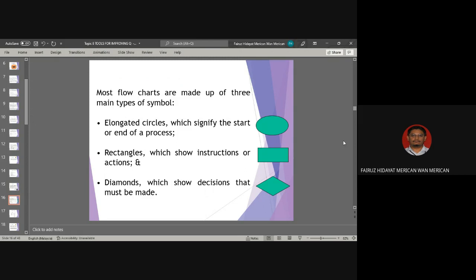So a flowchart, and again, we probably are already familiar with this. It's made up of these three symbols. Okay, so the elongated circles refer to the start or the end of a process. Usually, it refers to both. Okay, when we have the start of a process and the end of a process, it usually is represented by these elongated circles. And then you have the rectangles, which show instructions or actions taken in that process flow. And the diamond shape shows the decisions that must be made for that particular process.